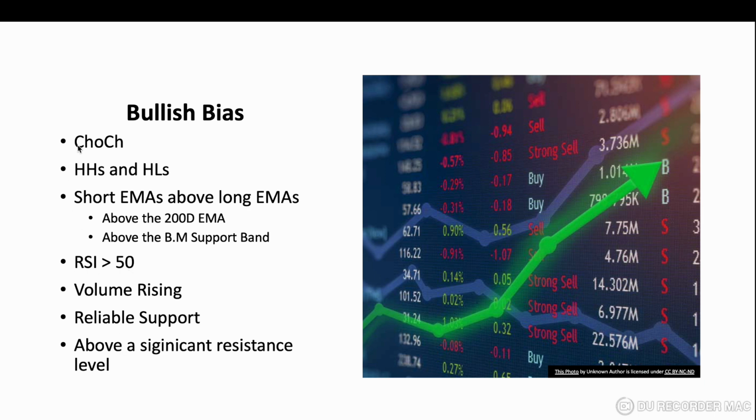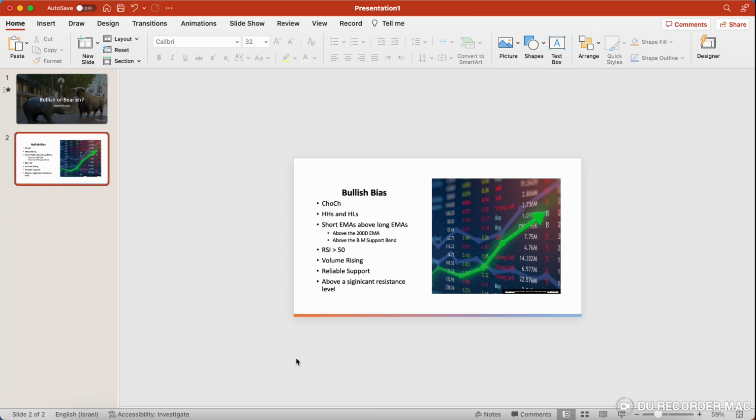I will explain each and every one. First criteria is a change of character. Second is the asset has to make higher highs and higher lows. Third, the short EMAs have to be above the long EMAs. Fourth, the RSI has to be above 50. Fifth, volume rising. Sixth, reliable support. And the seventh condition, the asset has to be above a significant resistance level. And we'll go over them one by one.